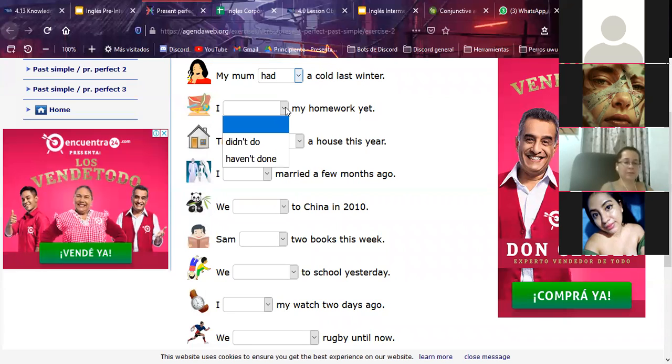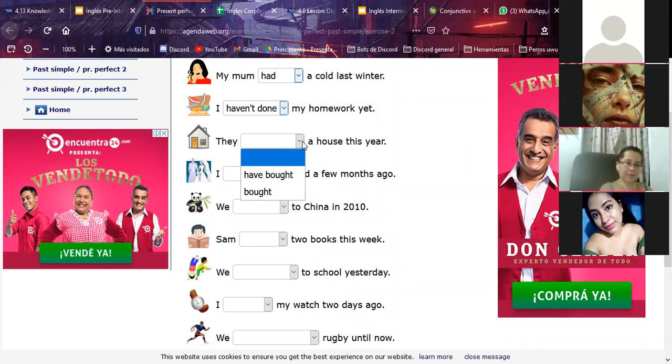The next one says, I didn't do or haven't done. Haven't done. And the rest of the class? Haven't done. Okay, that is unanimous, so we're going to check on that one. The next one says they have bowed or bowed. Have bowed. Everybody agrees? We have one bowed and the others say have bowed. Well, the majority say have bowed, so we're going to go with have bowed.